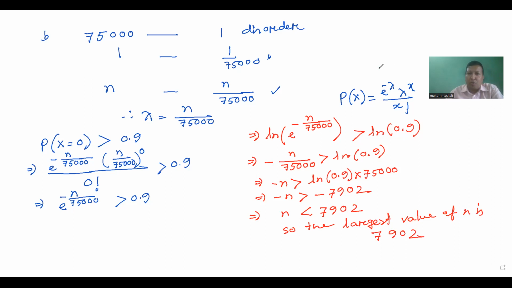So I think everybody understands this maths. We just use the Poisson distribution formula, and you have to remember you have to rearrange the lambda with respect to any other condition.